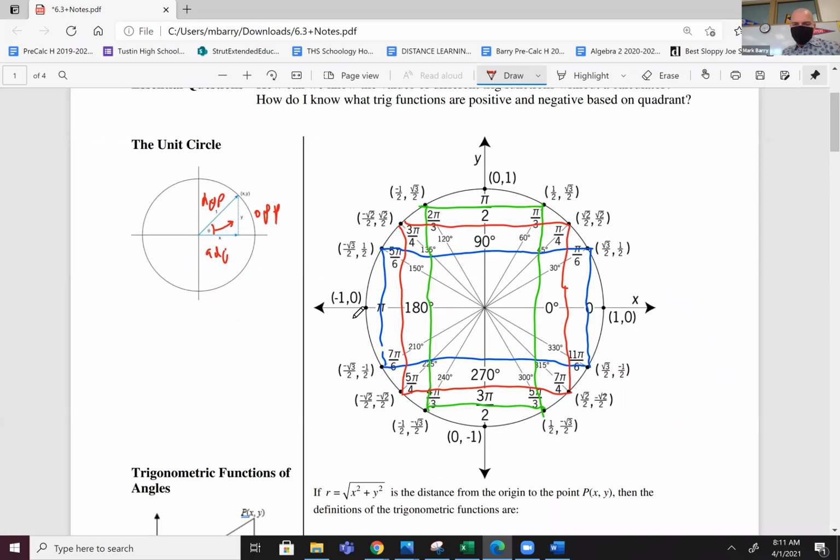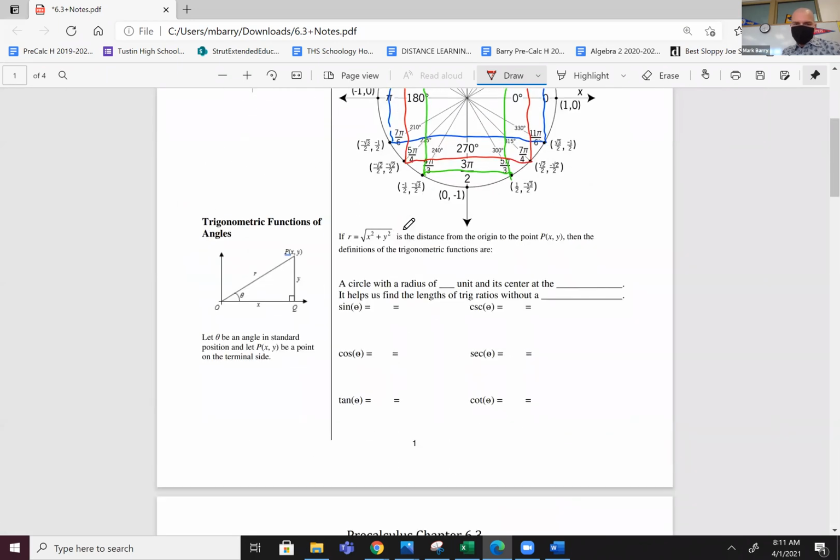So now, oh, we could fill this out. Shoot, this is supposed to be the definition of the circle. It's a circle with radius of 1 unit, and its center at the origin. It helps us find the lengths of trig ratios without a calculator.